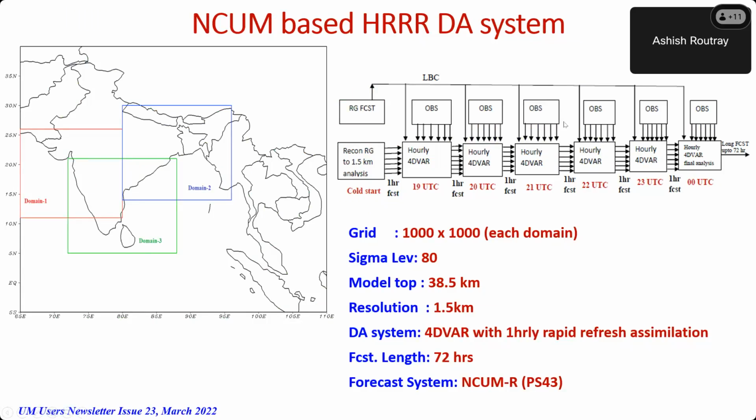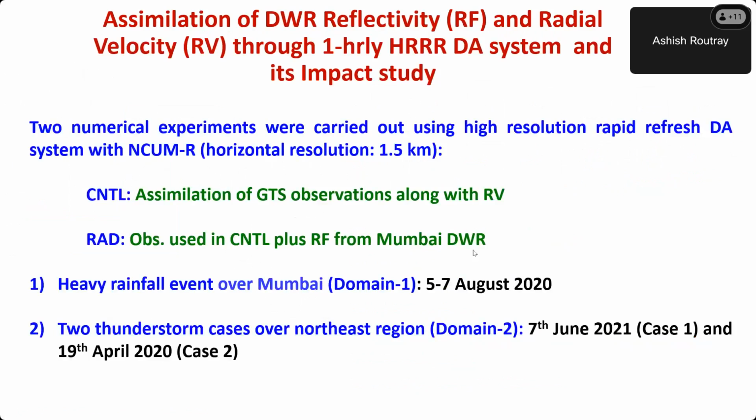This is the schematic of the NCM-based HRRDA system. Each box is a 1000 by 1000 grid domain, with 80 vertical levels. We are using 4D-Var with 1-hourly rapid refresh assimilation at 1 kilometer resolution. When we tested this system, we considered a few heavy rainfall events in the 3 domains, and here I am showing a few of them.